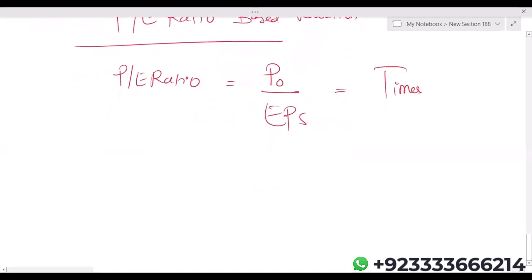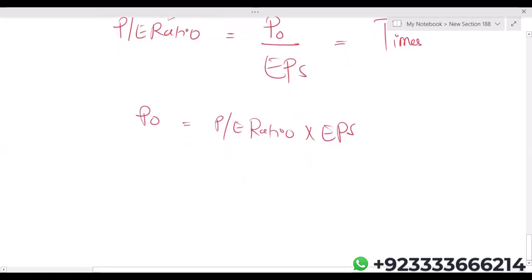Now keep watching, please. If I have P ratio, multiply this with EPS, I'll get P naught, which is the current share price. Now please try to understand. Earning per share into P ratio gives us the current share price. It gives us value of one share. P ratio into earning per share gives us the value of one share.